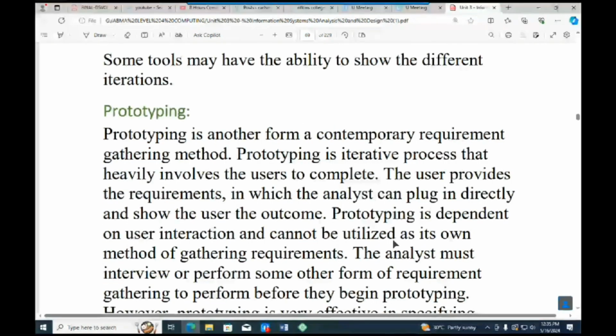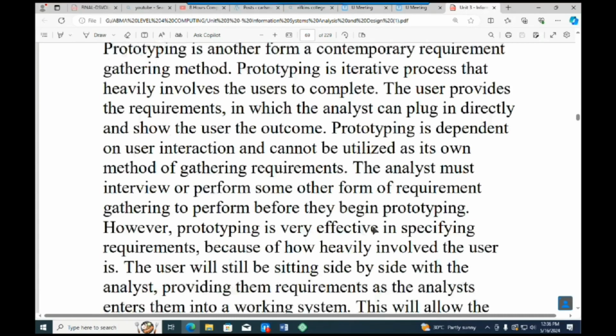Okay, let's talk about prototyping as the other form of contemporary requirement gathering method. When I say contemporary, I mean a different form from the traditional methods that we have discussed. So prototyping is basically an iterative process that involves users' interaction heavily. So we have the users that provide requirements here, and then we have the analyst that can put in these requirements and show the user the outcome.